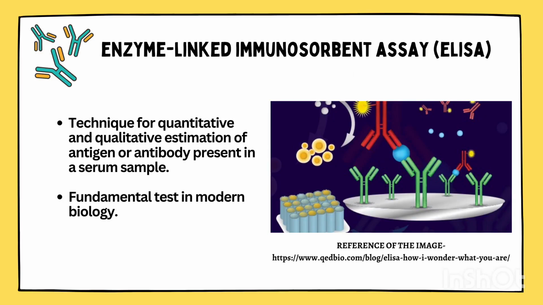ELISA is a technique used for quantitative and qualitative estimation of antigen or antibody in a given serum sample. It is a fundamental test in modern biology. Some examples include detection of AIDS, measuring soluble cytokine concentrations in tissue culture supernatant, and performing pregnancy tests.